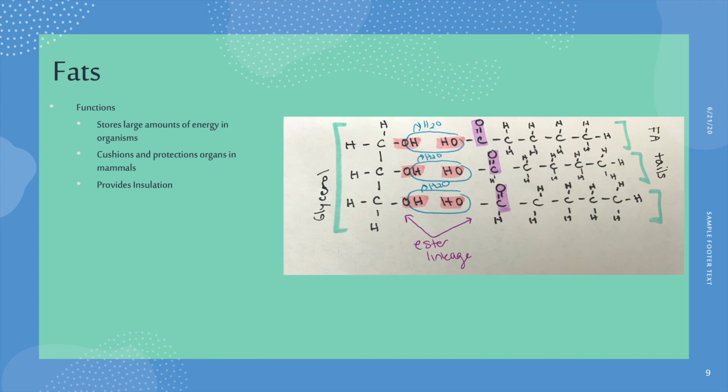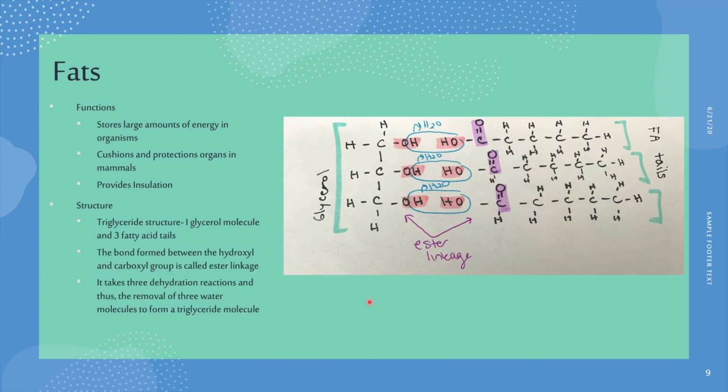Fat also provides insulation. Fats consist of the triglyceride structure, which is made up of 1 glycerol molecule and 3 fatty acid tails. The fatty acid tails usually contain 15 to 16 carbons. The fatty acid tails can vary in length and in the number and location of double bonds. The bond formed between the hydroxyl group and the carboxyl group is called ester linkage. It takes 3 dehydration reactions and thus the removal of 3 water molecules to form a triglyceride molecule.